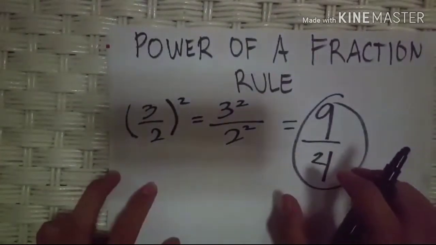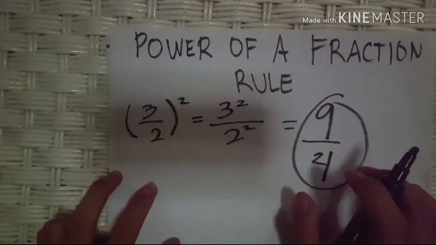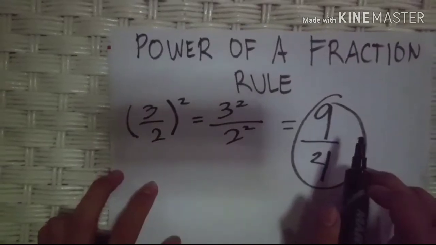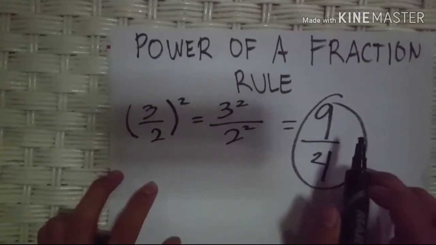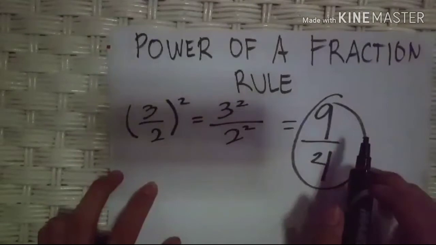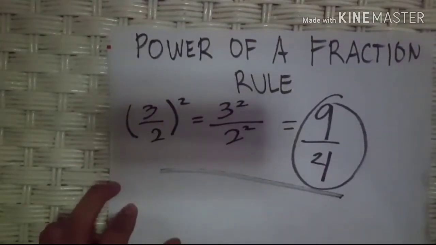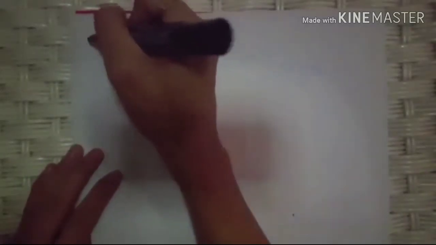Now, the power of quotient rule states that the power of a quotient is equal to the quotient obtained when the numerator and denominator are each raised to the indicated power separately before the division is performed, just like this. Example number 2.